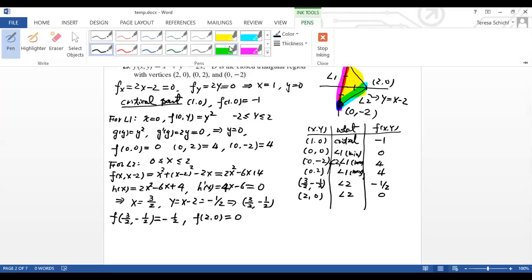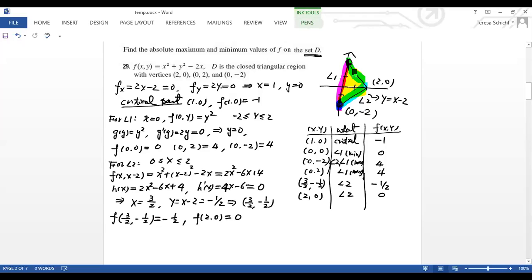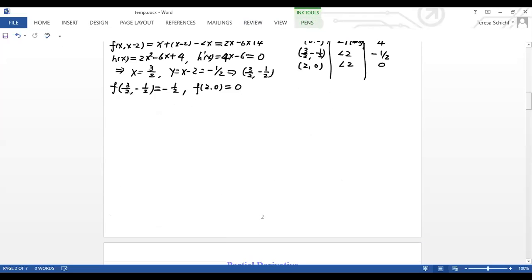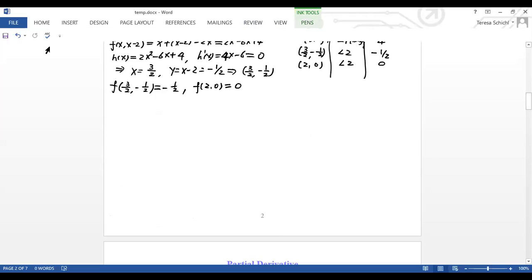We have this side, and this one we call L3. Like I say, it's very tedious. You need to go through each boundary, right? Okay, so now L3. Let's take a look at L3. L3 is y equal to 2 minus x. This is our line. So then my y will be 2 minus x.